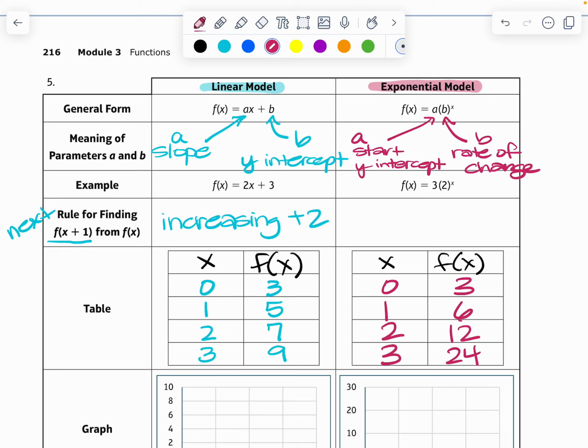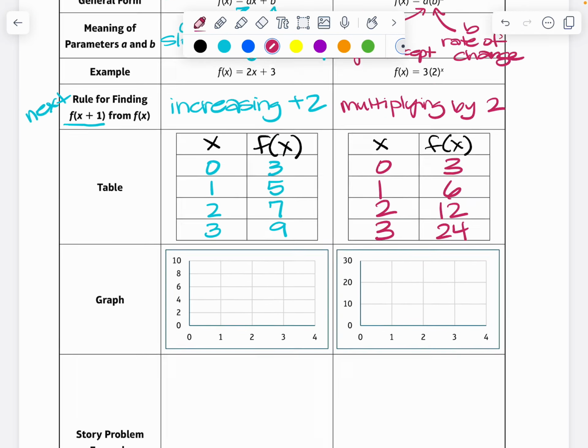All right, so if you notice what's happening on this one, oh, look at that. From here to here, what's happening? It's multiplying by 2. So linear was adding 2. Exponential was multiplying by 2. So let's do a little sketch here.